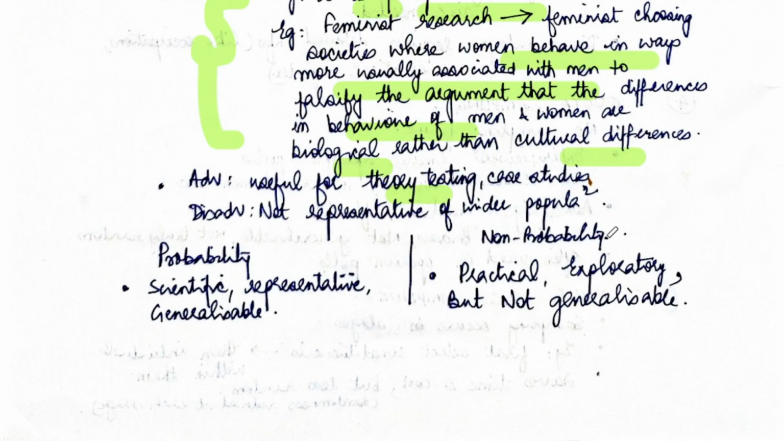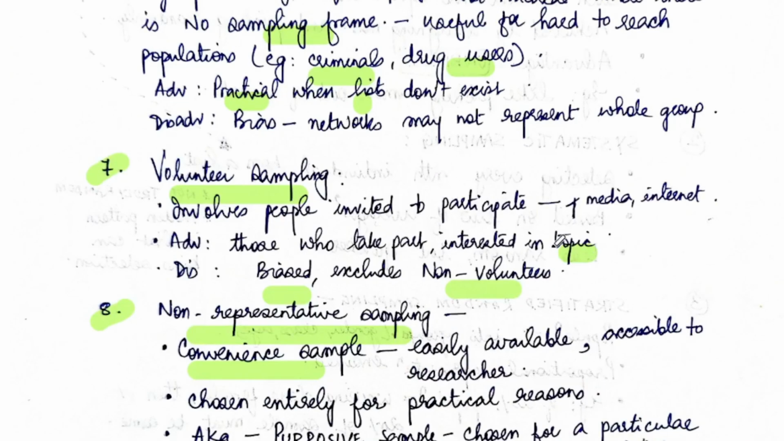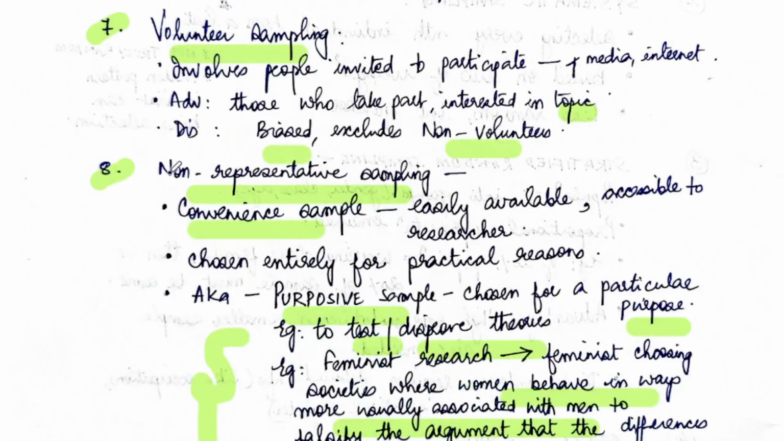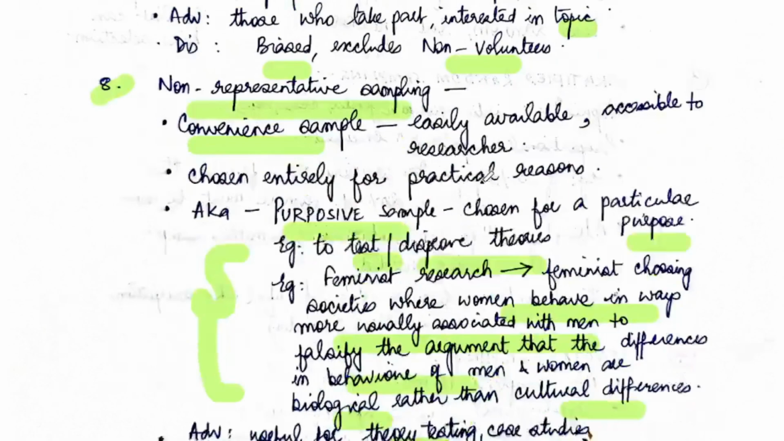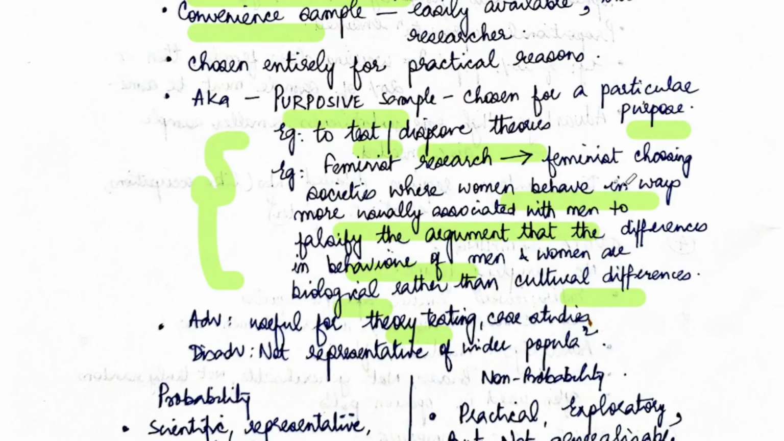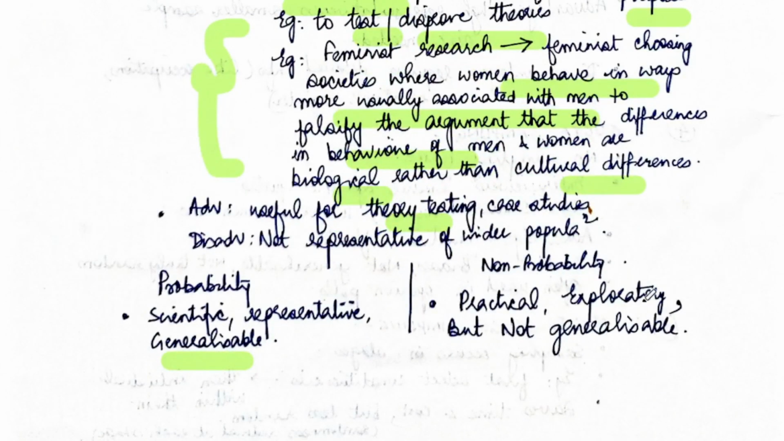Finally, the difference between probability and non-probability sampling. Probability sampling is scientific, representative, and generalizable, whereas non-probability sampling is practical, exploratory, but not generalizable. It is exploratory. Why? Because as we saw in snowballing, they are trying to study that part of society which is hard to reach. And with respect to non-representative sampling, we saw how feminist researchers use it to debunk, test or disprove theories. So it is exploratory in nature.